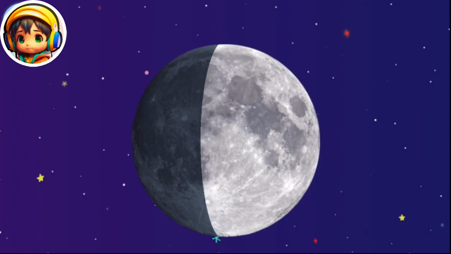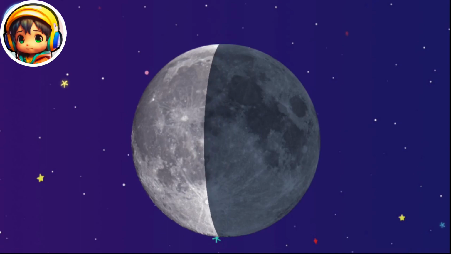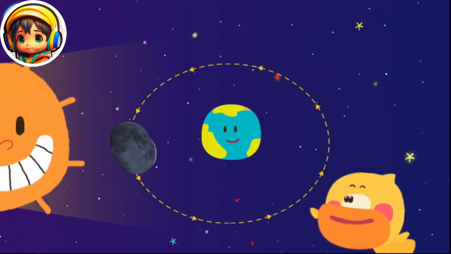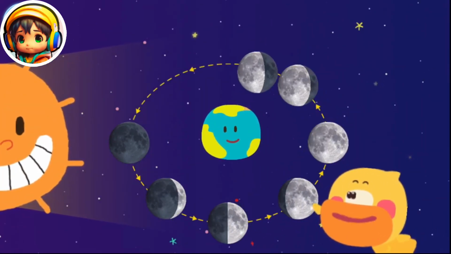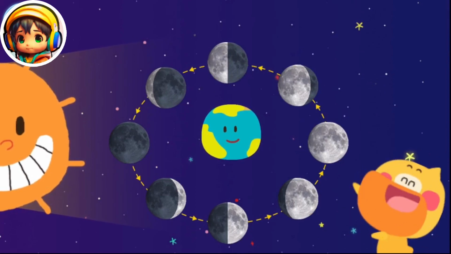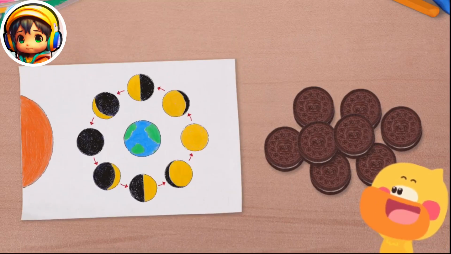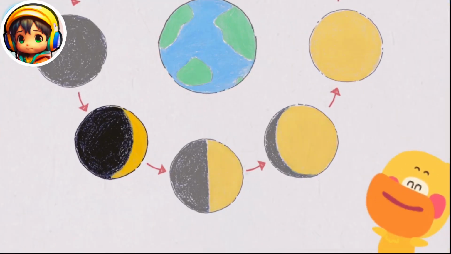Have you noticed? When you look at the moon from the Earth, the shape of the moon changes every day. Look, this is the moon phases diagram. We can record it in a fun way. A delicious and fun cookie moon phases diagram. All we need are some sandwich cookies and a piece of paper, and we're ready to go.